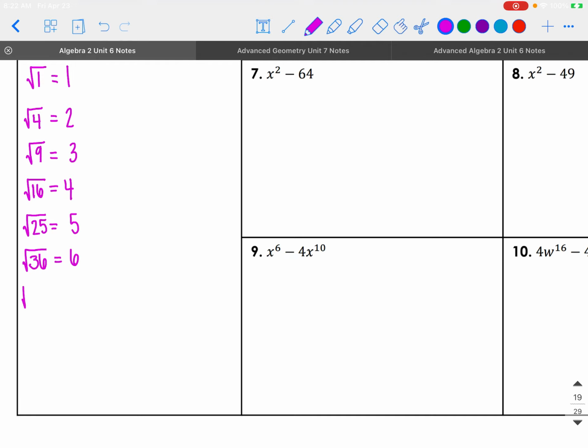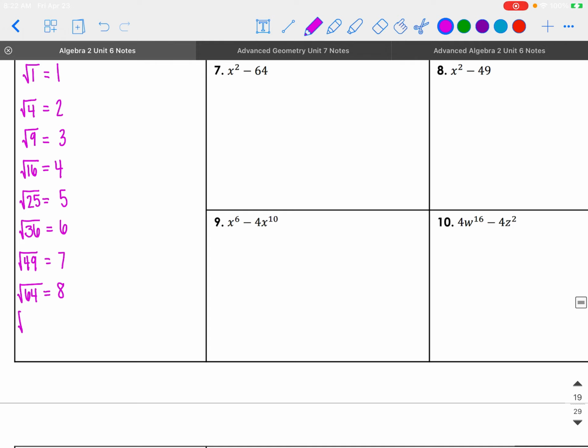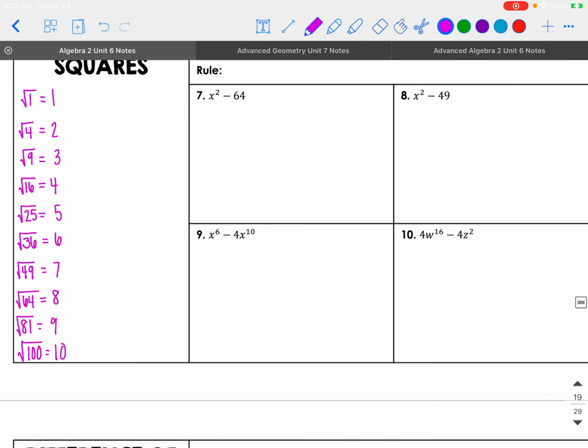Square root of 36 is 6. Square root of 49 is 7. Square root of 64 is 8. We might as well just go up to 10. Square root of 81 is 9. And the square root of 100 is 10. Now, there are more perfect squares than that. That's just the first 10. There are an infinite number of perfect squares.